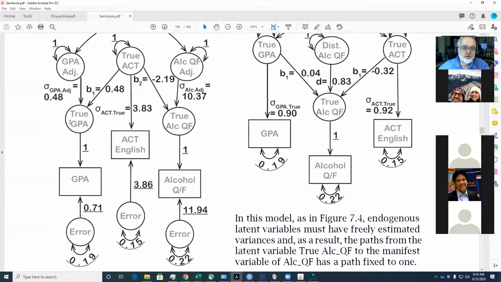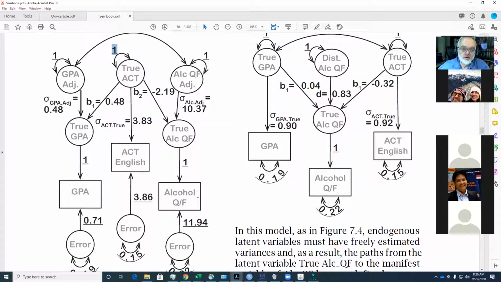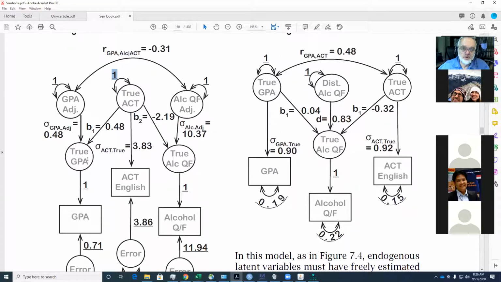Let's start up in the middle. What we have here is a correction for attenuation for ACT. This is the standard deviation of ACT. This is 1 minus alpha. This is free. This variance is fixed at 1. Similarly, for GPA and alcohol quantity frequency, these are single predictor regressions, correction for attenuation formulae. And now what's going on up here?